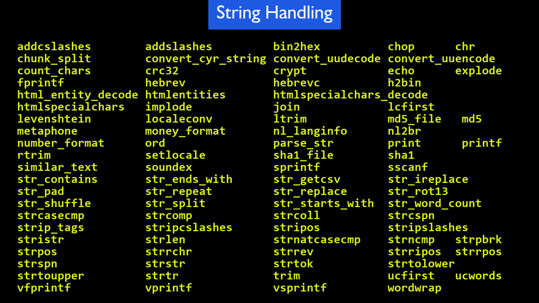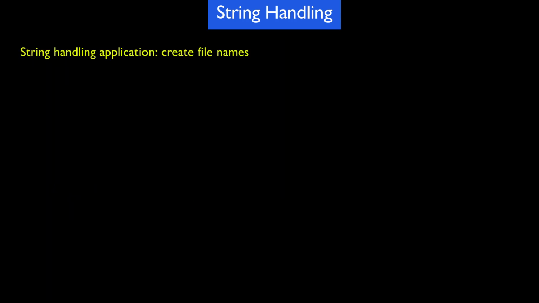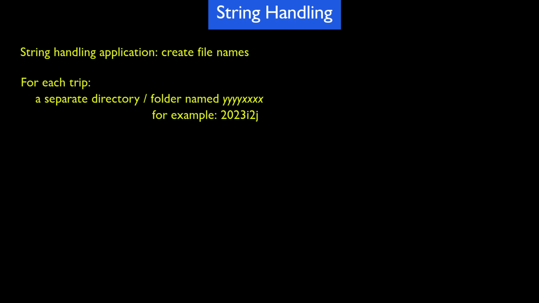There are around 100 string handling functions in PHP, but here we'll be looking at the ones that will be most useful to us in the short term, functions that are immediately useful. One of the tasks we'll be working with down the road is to create file names in an organized way. For example, for each trip we put together, I want to set aside a dedicated directory or folder. My naming convention for these is a 4-digit year followed by 3 or 4 characters. For example, 2023 I2J to hold pages for our trip to Japan in 2023, I2J being my shorthand for Introduction to Japan.